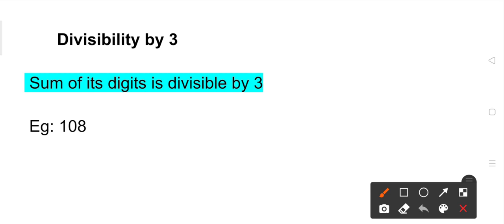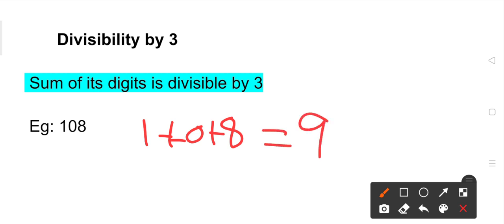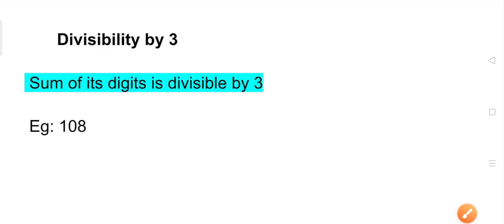And the next divisibility rule is by 3. If the sum of its digits is divisible by 3, then the whole number is divisible by 3. So let's find out in this example. If we do the sum of all the digits, which is 1, 0 and 8, if we add all the numbers, we get 9. And yes, 3 threes are 9. It means 9 is divisible by 3. So 108 is also divisible by 3.